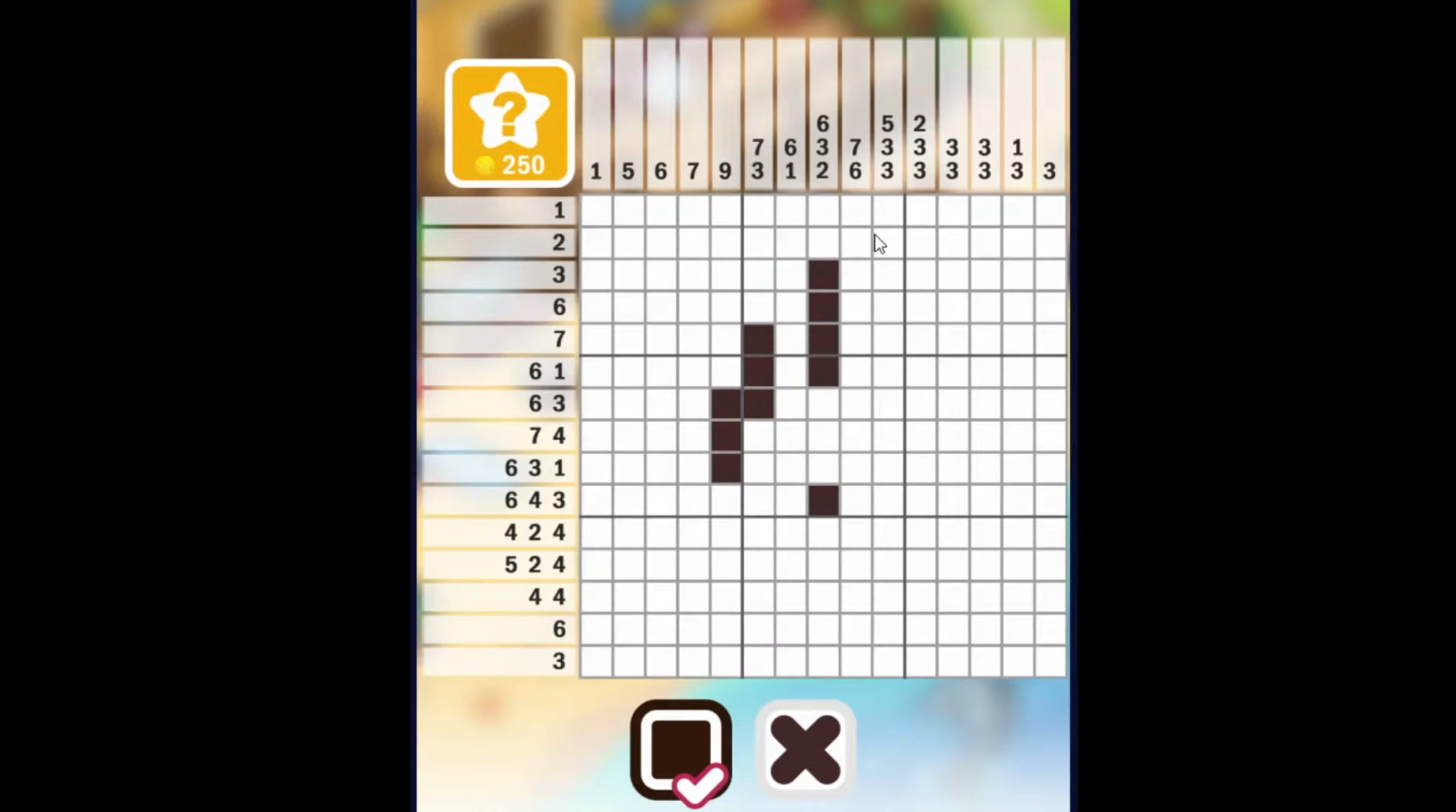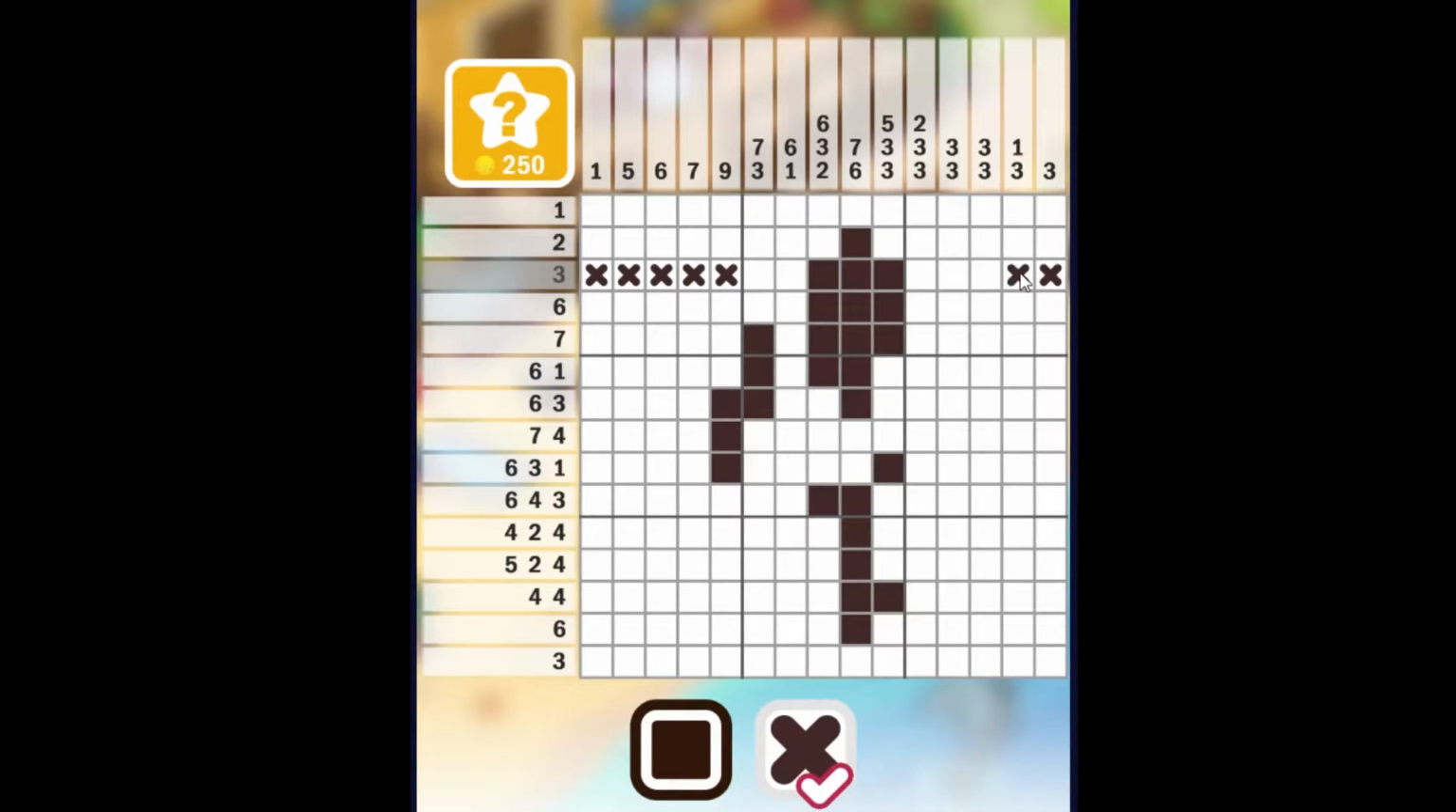7 and 6 are 13, and 1 is 14, so just 1 missing here. 1, 2, 3, 4, 5, 6, 7, 1, 2, 3, 4, 5, 6. 5, 3, and 3, that is 11, 12, 13. So 2 unaccounted for squares: 1, 2, 3, 4, 5, 1 gap, 1, 2, 3, gap, 1, 2, 3, gap, 1, 2, 3, gap, 1, 2, 3, 4, 5. There we go. That even completed a row.